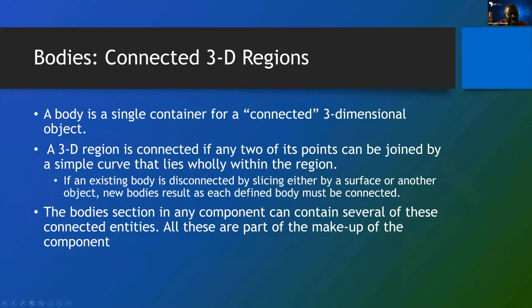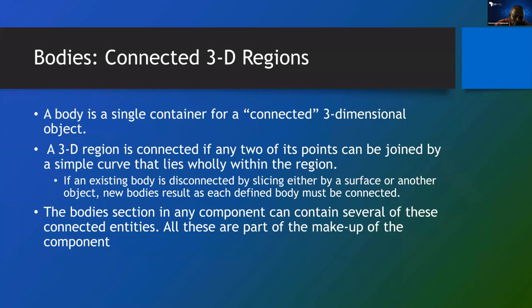So a body is a 3D region that is connected. And it is connected if any two points can be joined by a simple curve that lies wholly within the region. So when we have something like that, we call that thing a body. If we slice it into two so that you can no longer join, then you now have two bodies, because each body must be connected.